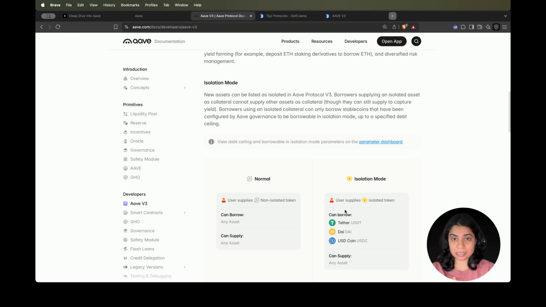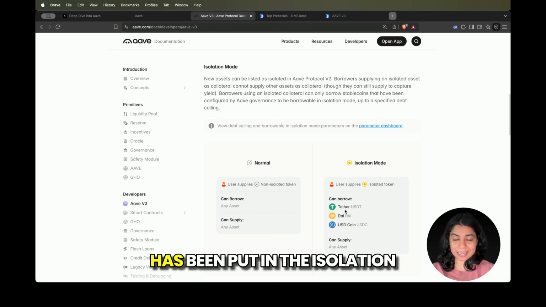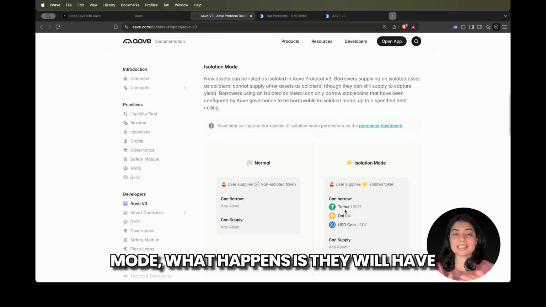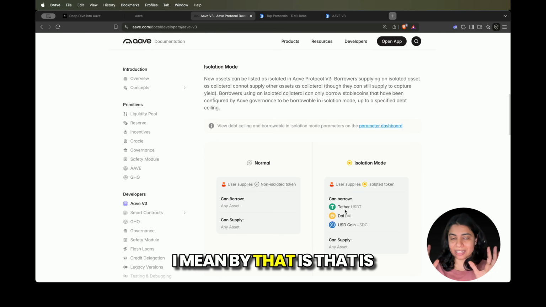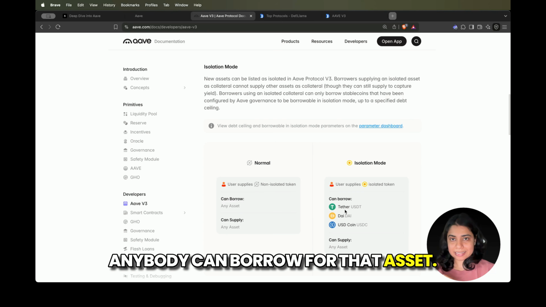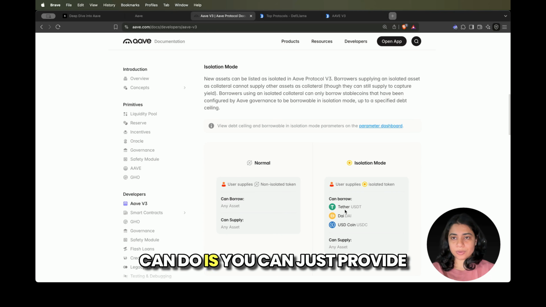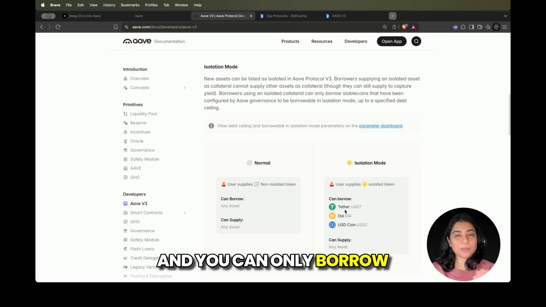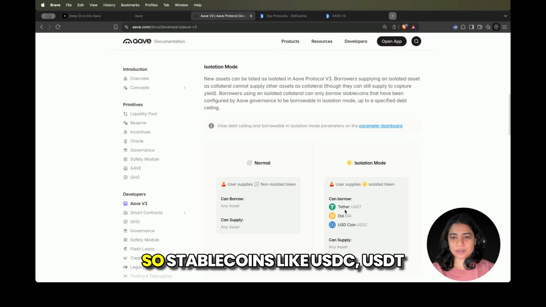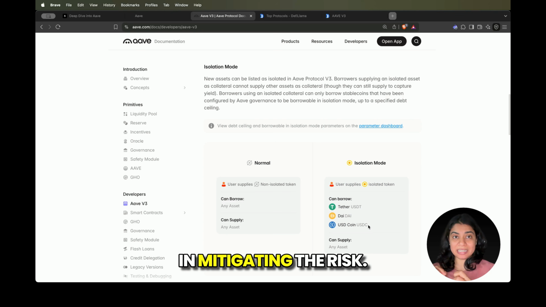So in isolation mode, I can just supply one collateral, and that has to be the asset that has been marked as isolated. What it enables is that when an asset has been put in isolation mode, there is this concept of debt ceiling, which is the maximum amount that anybody can borrow for that asset. Let's take an example, right? If you are supplying an isolated asset, you can just provide that one asset as collateral, and you can only borrow stable coins for that. Stable coins like USDC, USDT, and DAI can only be borrowed, and it really helps in mitigating the risk.